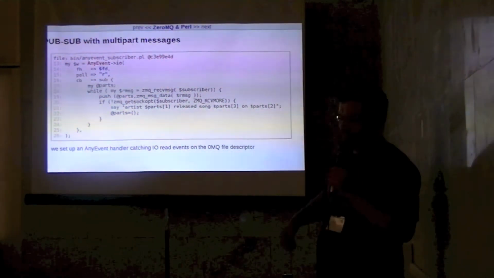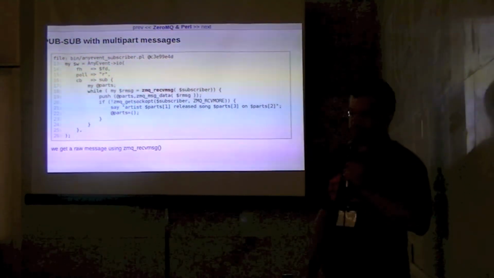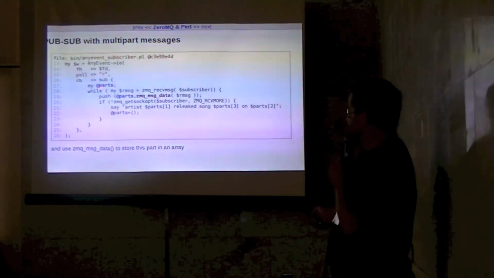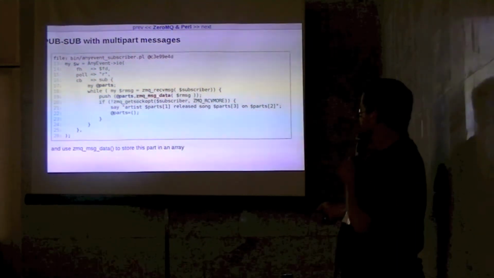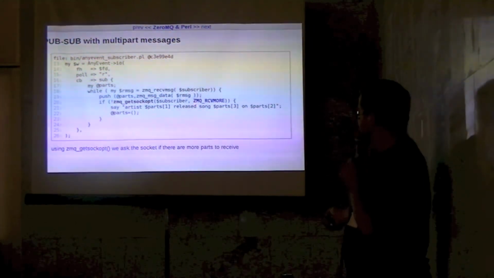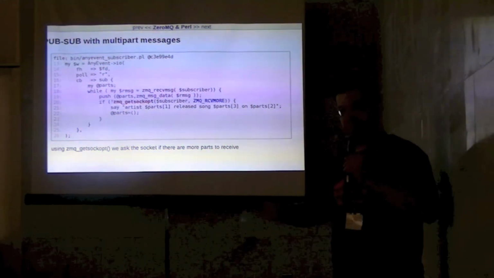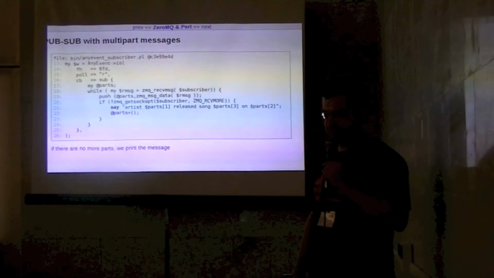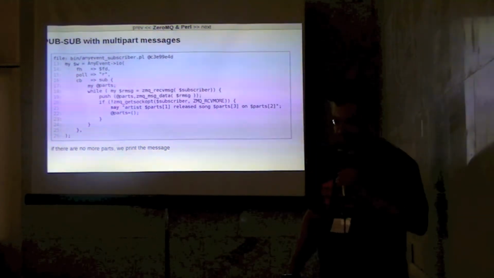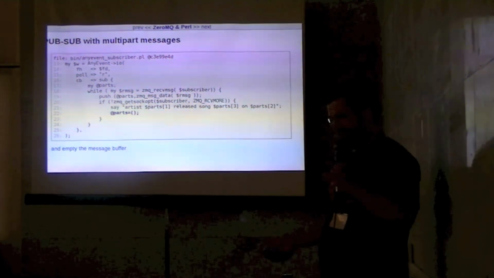Okay, so now we subscribe to the thing, we can have an event handler, we receive the message, but now we receive the multipart message. So we have some sort of buffer here, which gets the messages. And if the socket doesn't have a receive more flag, then we now got the last message, and we can join the message together and be done with it. And then we empty the message buffer. That's very annoying.